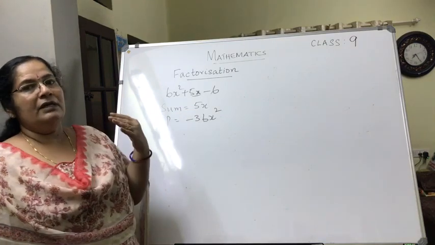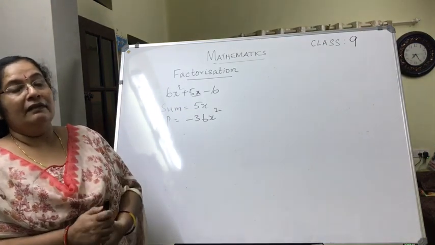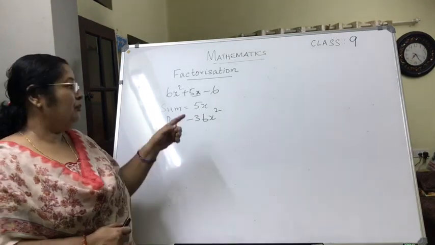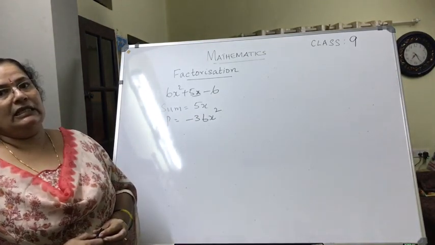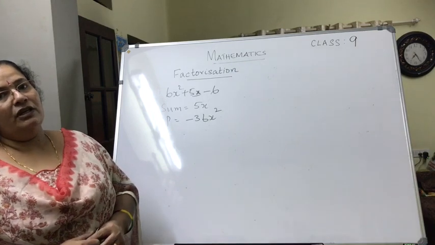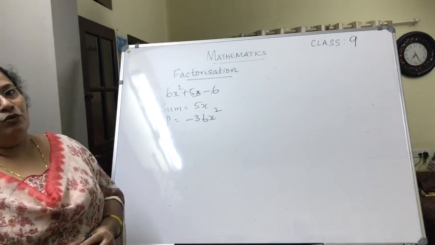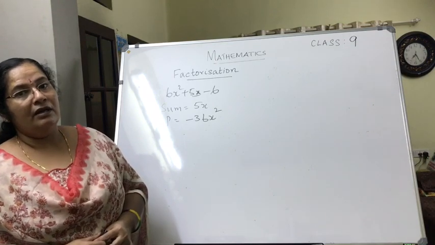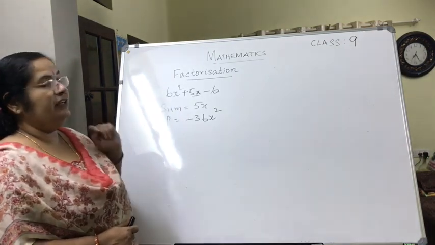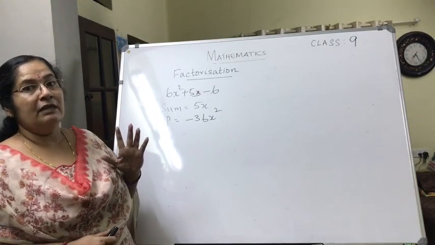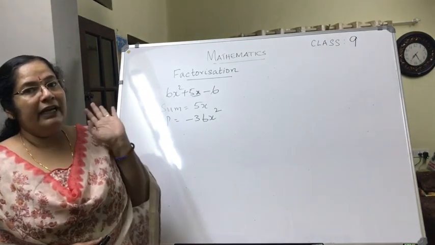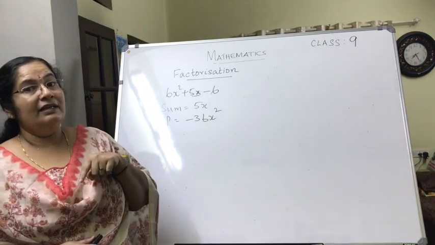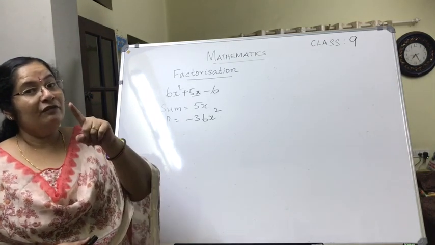So which two numbers, one positive, one negative, when you add, you will get 5x, and when you multiply you are getting 36? So 36, which all cases are there? 2 and 18, 6 and 6, 4 and 9. Now which among these will give you a sum of 5? Only in the case of 9 and 4 you will be getting a sum of 5. Provided one of them will be negative.